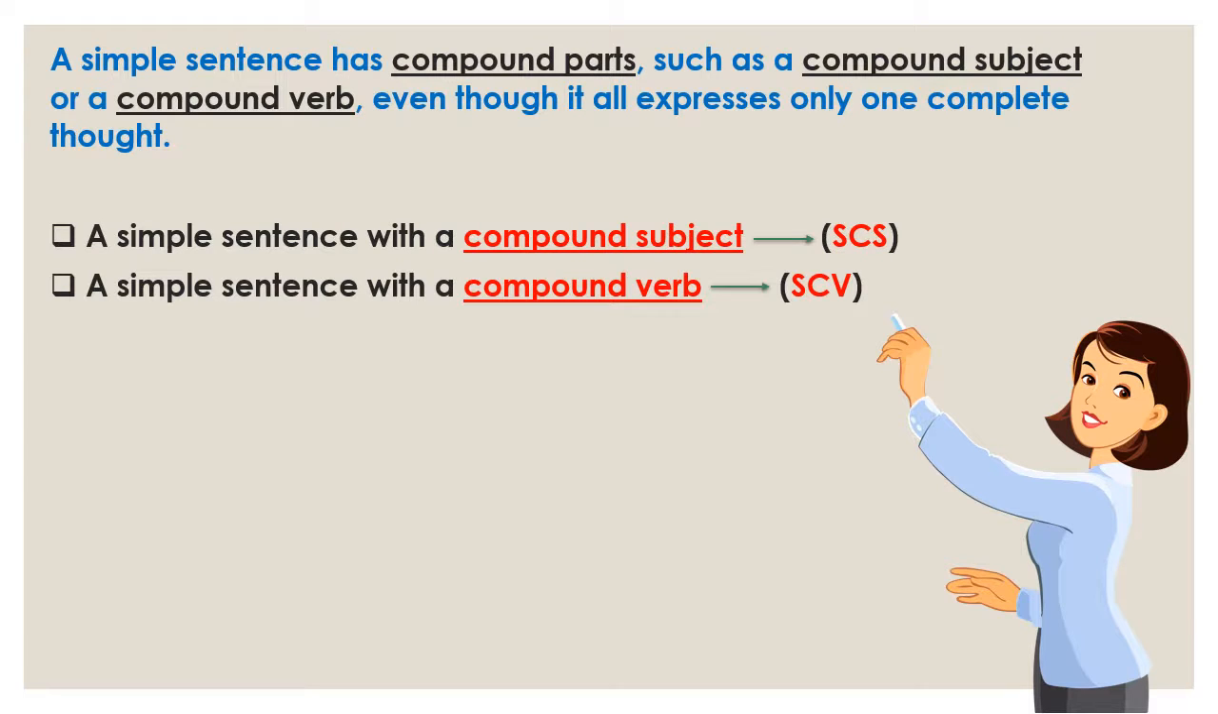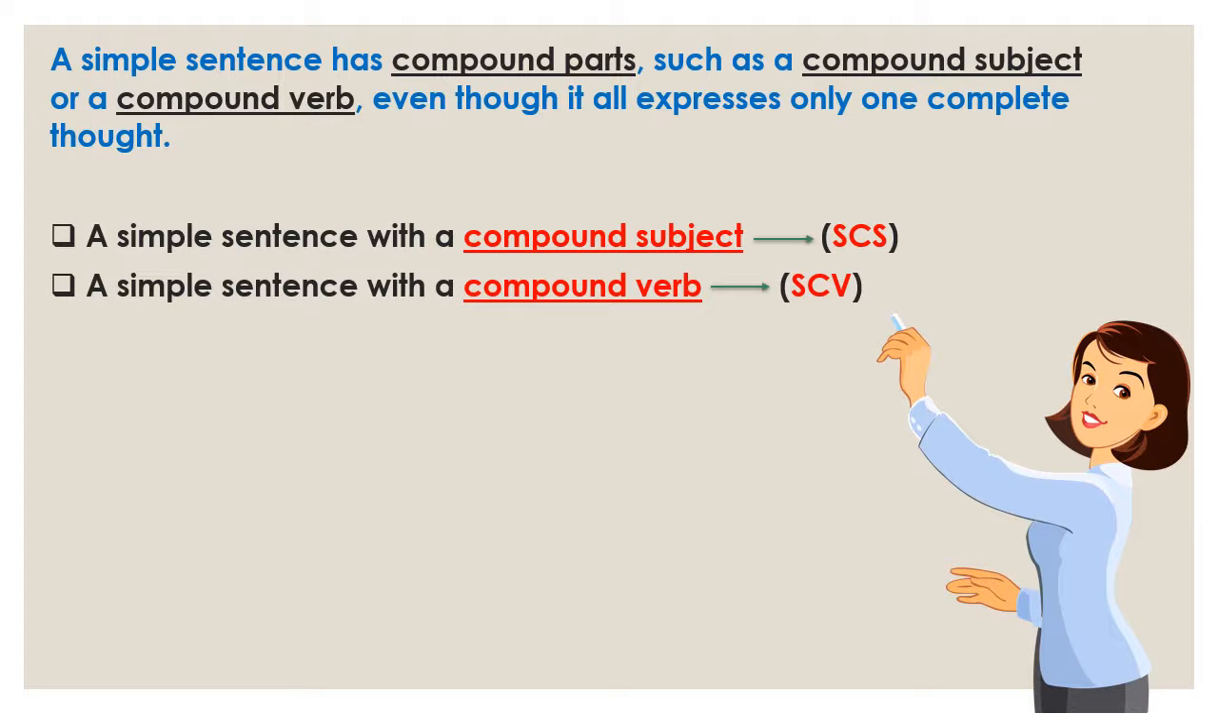Okay, now here, a simple sentence with a compound subject. If you have a compound subject in a simple sentence, which means two subjects together, what do we have as the abbreviation for that? The abbreviation will be SCS. Again, SCS. As you can see, I wrote it down in red because it's important. I might ask you, what is the abbreviation for a simple sentence with a compound subject? What about a simple sentence with a compound verb? SCV.